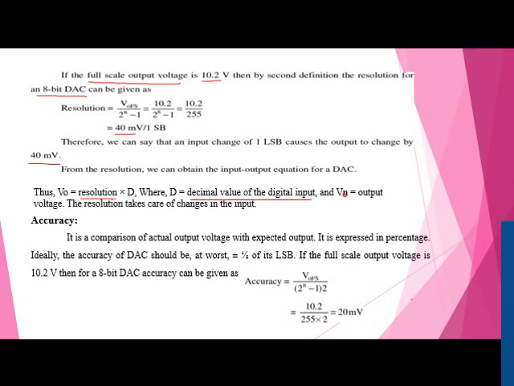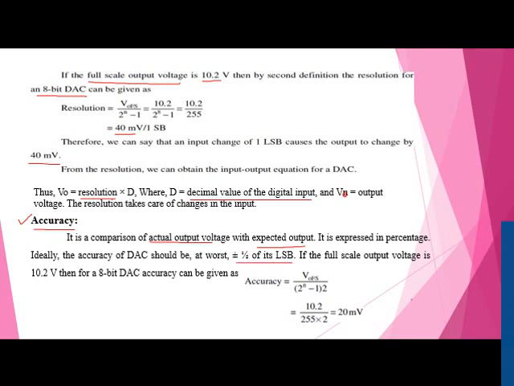The resolution can take care of the change in the input. And the second one, coming back to accuracy. Accuracy means a comparison of the actual output voltage with the expected output. It is expressed as a percentage. Ideally, in the worst case, a DAC should be plus or minus half of the LSB.